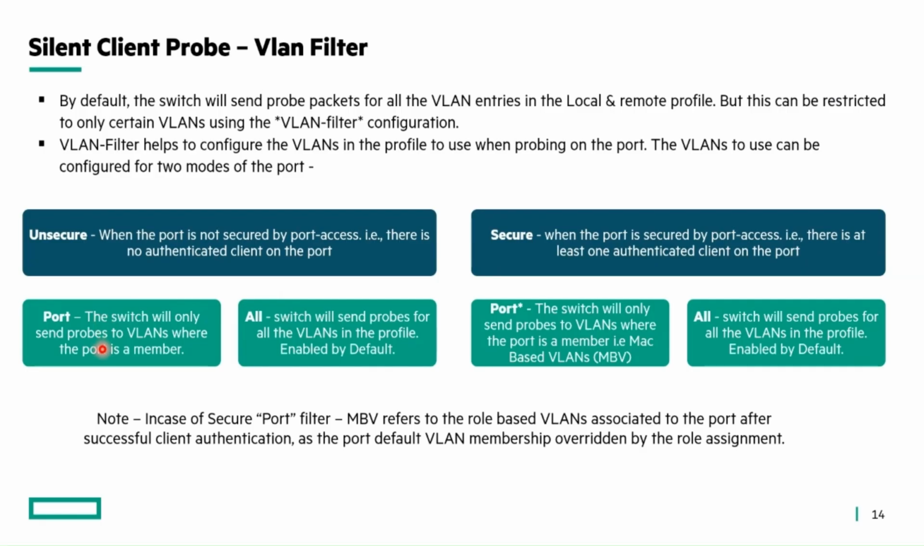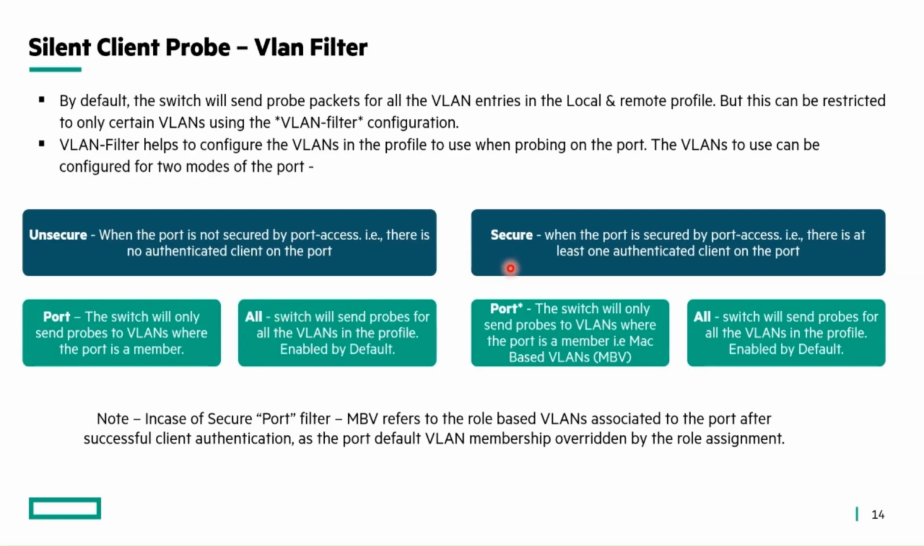So next comes the port option. You do not want probe packets sent on all the VLANs. You only want to send the probe packets to the particular VLAN the port has been marked with. For example, in the interface level context, by default you have VLAN 1, and you want to send probe packets only in default VLAN 1. You can use this port option. But by default, the all option is enabled.